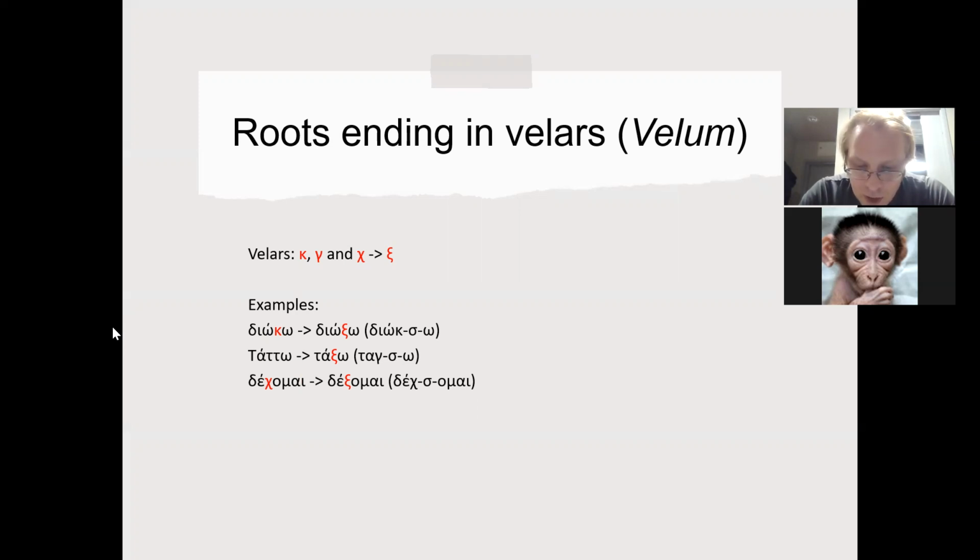Thus, we get from dioko, I chase, dioxo in the future tense. And tatto becomes taxo, because here the original stem was tag. And when the gamma at the end of the stem meets the futural sigma, it turns into a xi. And from dechomai, I receive, we get dexomai. Okay.